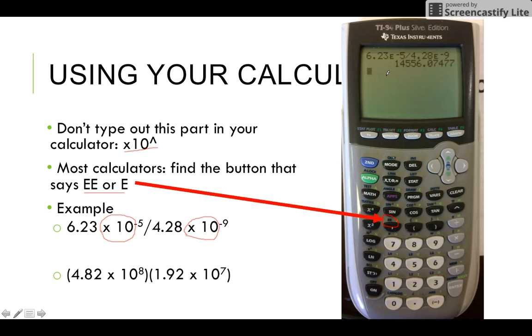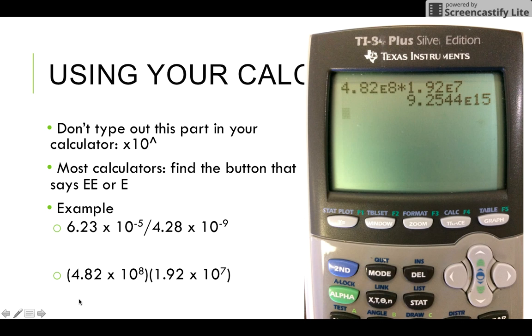So then your answer, we're just going to round our answer, 14,556.07. We're good with that. Let's do the next one, still using the E button. So I've got 4.82. Again, I don't write out the times 10 caret part on my calculator because I'm going to use the E button right here. To the 8 multiplied by 1.92. Again, don't type out the times 10 part. E7, 7's my exponent, and here's my answer, 9.2544, E15.